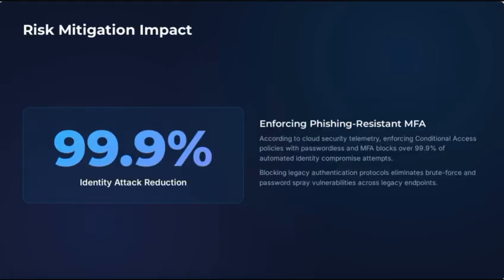Here is a stat every cloud architect needs to remember. Enforcing conditional access with phishing-resistant MFA blocks over 99.9% of automated identity attacks. Furthermore, simply enforcing a policy that blocks legacy authentication protocols like IMAP or POP3 instantly shuts down over 80% of brute force and password spray attempts in your tenant.